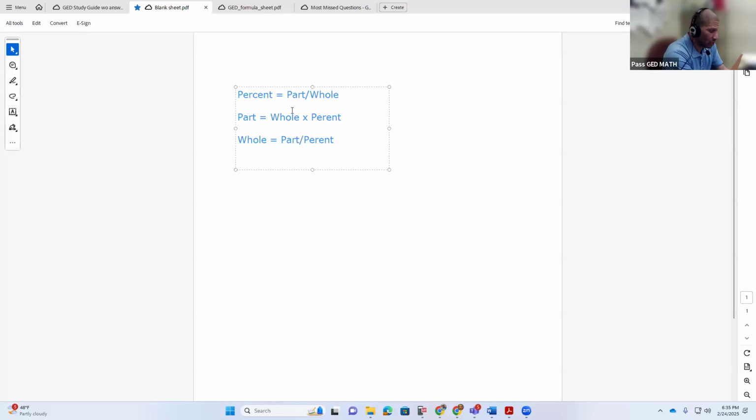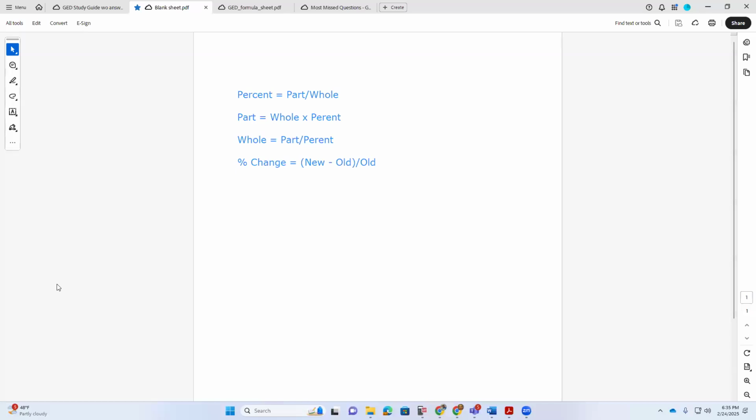And then one last one you should know is percent change. We didn't go over that yet, but it's new minus old divided by old. Those are the 4 percent problems you should be familiar with for the math and the science. Okay, let me clear this out.